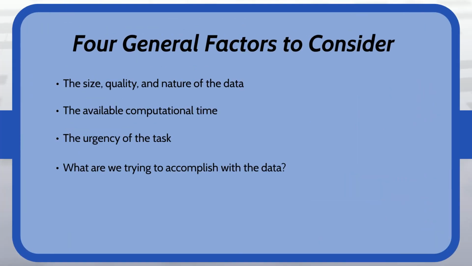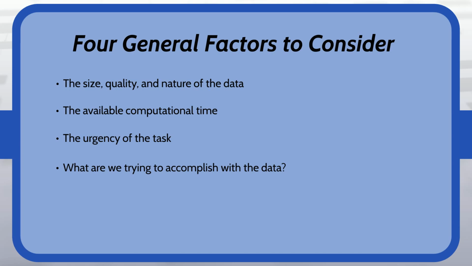We are going to start, and this is really a process that you can follow. There are 4 general factors that you are going to want to consider when you are picking a machine learning algorithm. And this is just generally, this isn't necessarily the first step. Those 4 factors are the size, quality, and nature of the data. Again, what type of data you have is ultimately what decides what machine learning approaches are available for you to use. Another thing you should consider is the available computational time.